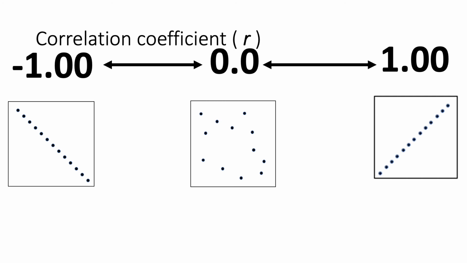Now, in the middle, if you look at this scatter plot, there's no way to put a trend line in there. Those data points are all over the place, and this shows absolutely no relationship between the X and the Y.